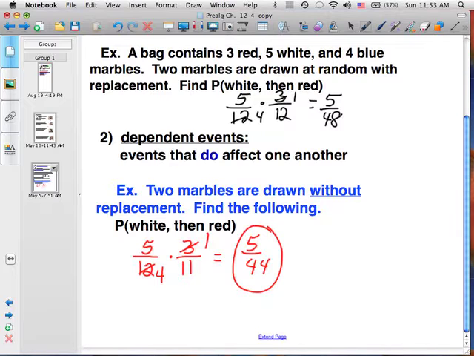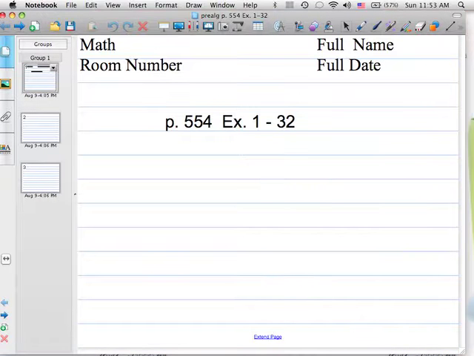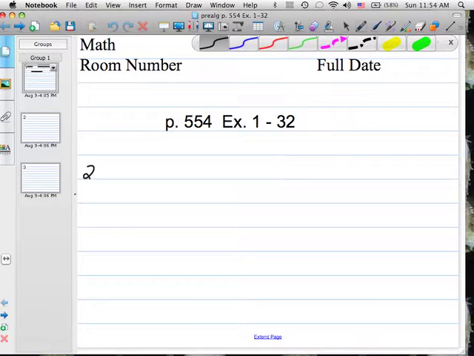And that's basically what you're going to be doing on your assignment. So you need to get your paper headed and turn to 554. And problem numbers 1 through 6. A drawer contains 10 blue, 15 white, and 5 black socks. 2 are selected at random with replacement. So this is independent. Find each probability.